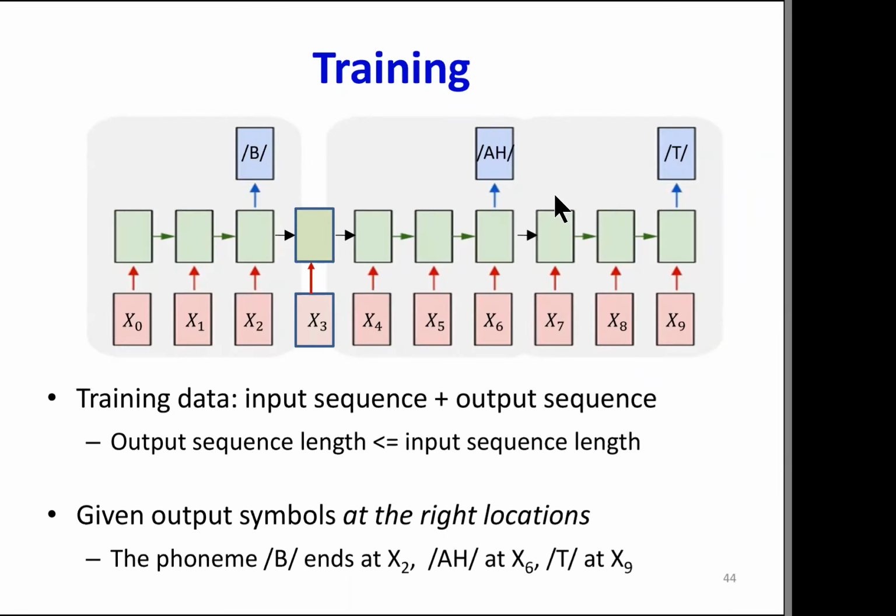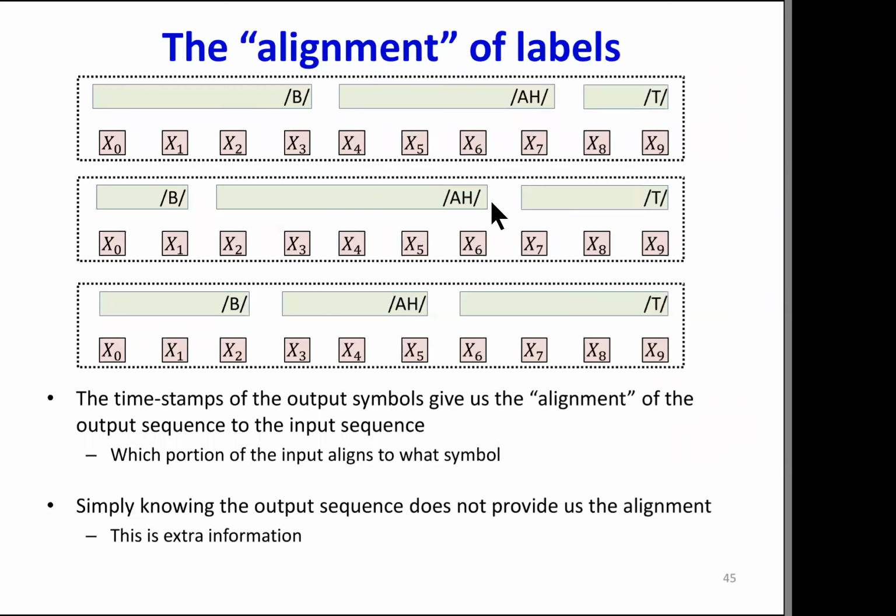This is what we will call an alignment of the symbols to the input. So here again, you have an input of length 10. When I tell you that B occurs at 3, R occurs at 7, and T occurs at 9, I'm telling you that this portion, 0 through 3, represents B, 4 through 7 represents R, and 8 through 9 represents T. So this is an alignment of the symbol sequence to the input.